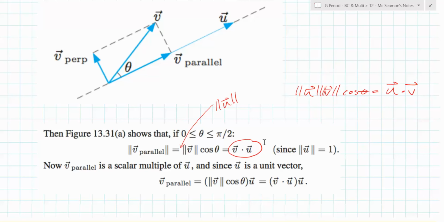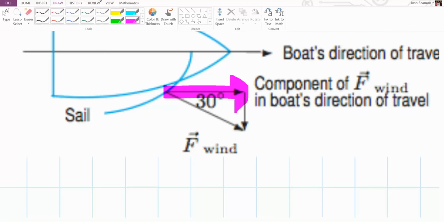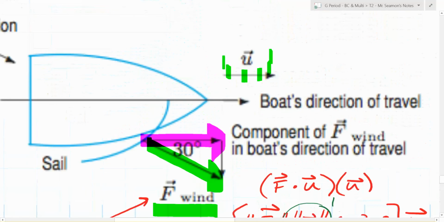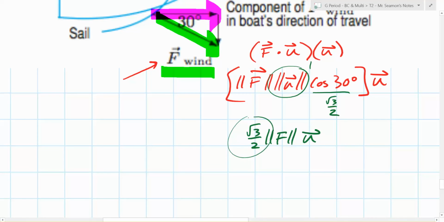So where is this going to come into play? Find that component right there. If this is F, the force of the wind, find the purple. What do you think that purple is? Just to reiterate, we were trying to find how much of that force vector is actually going in the direction we want to go in. Were we able to figure that out? Yeah. How much of that force vector? √3/2. That's how much of that force vector is being translated into forward momentum.